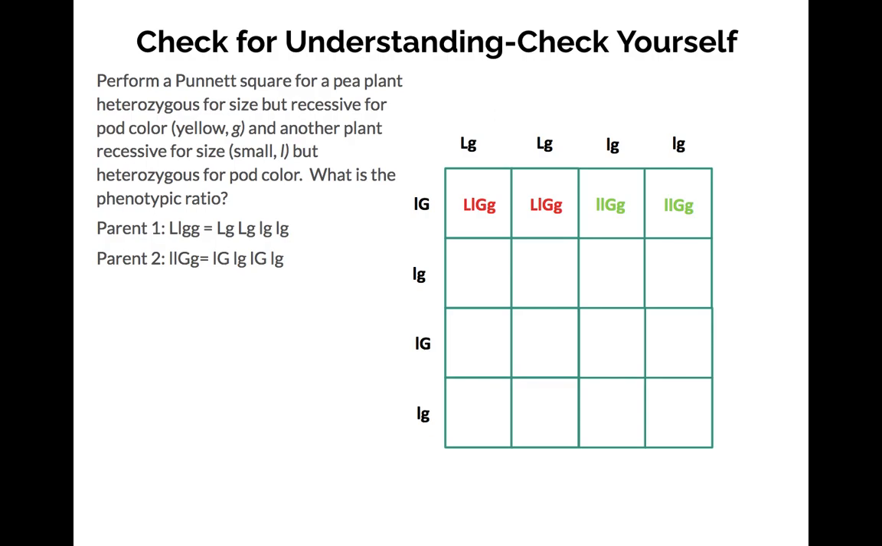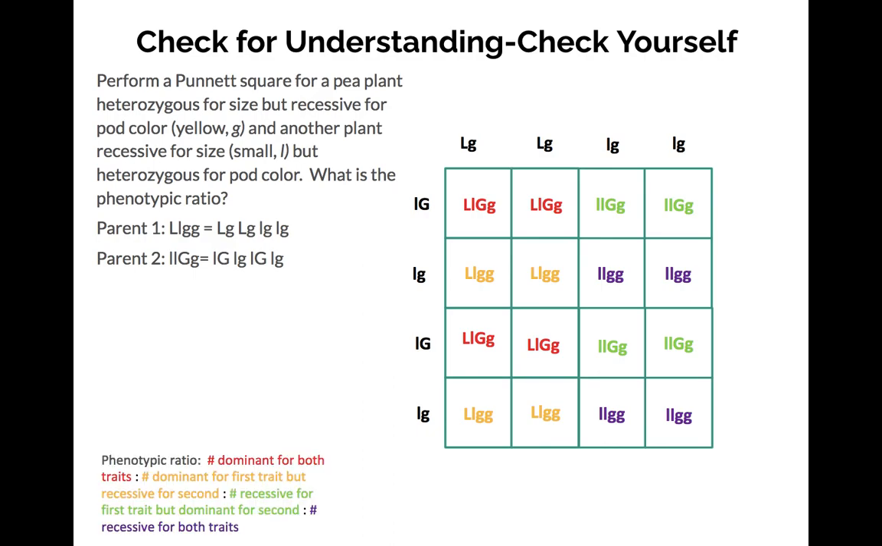All right, if you have filled it in, we should be getting something that looks like this, okay? Now, you notice that this one already is colored according to the phenotypic ratio down here. Again, on your paper, if you want to use highlighters, colored pencils, what have you, that is great, do that. But remember, we have dominant for both, so all of our big L's and big G's, there's these 4, okay?